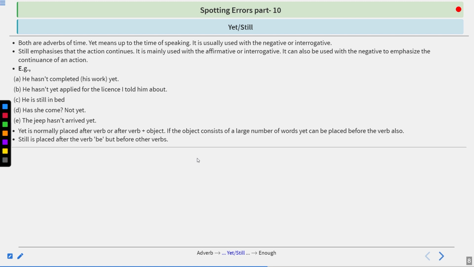Still is placed after the verb be but before other verbs. So with other verbs in place of be, we use it before verbs. But with be, we use it after be. I hope you have understood.